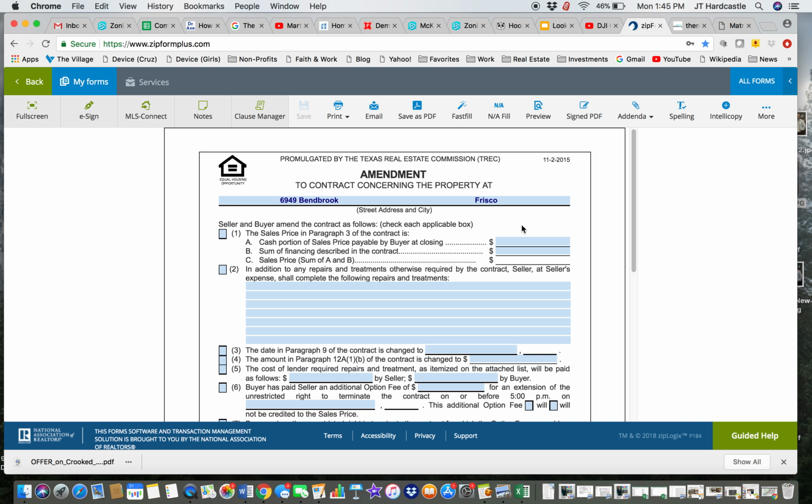Number 1 deals with just a change in sales price. If for some reason you have changed the sales price after you've executed a contract, this is where you would do that. That would be number 1 here. If you've adjusted anything in that, that's where you put it.